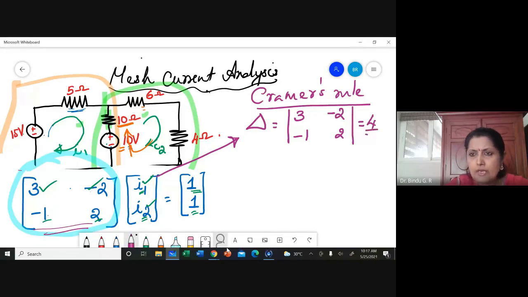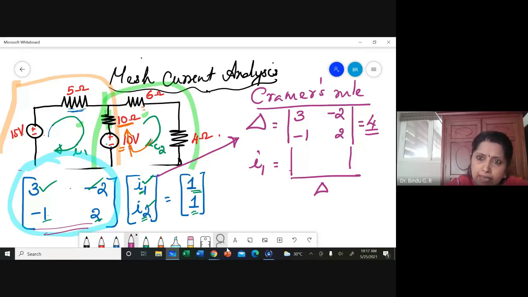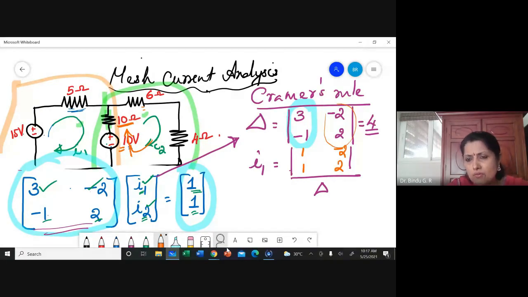Okay. Now, if I want to find out I1, I will take some other determinant divided by that delta. Which determinant? Again, this determinant. If I want to find out I1, I'll replace the first column elements by this value, which means I'll be writing 1, 1, minus 2, 2. This column remains the same, divided by 4, which means this will be equal to 4 divided by 4. This 4 is the determinant value. That is, I1 is equal to 1 ampere.